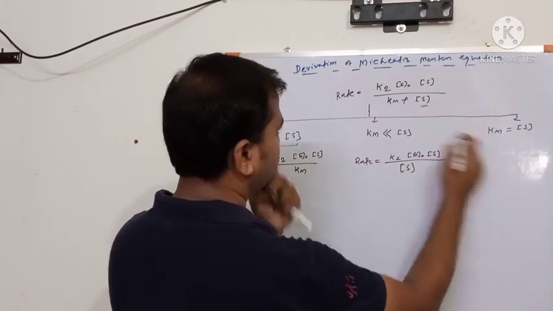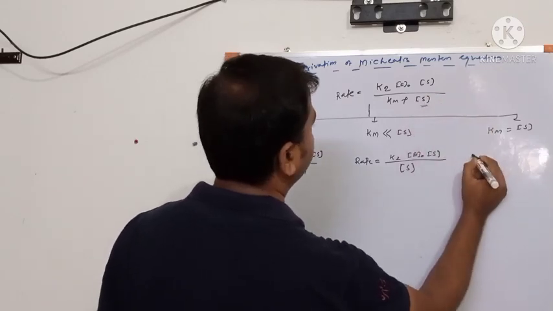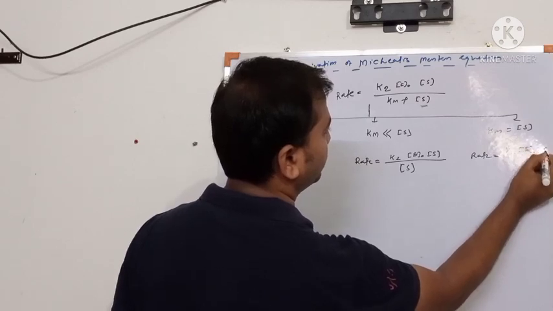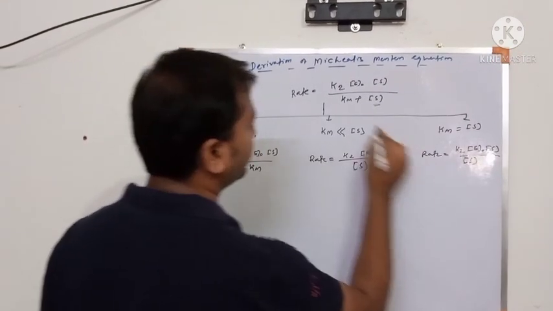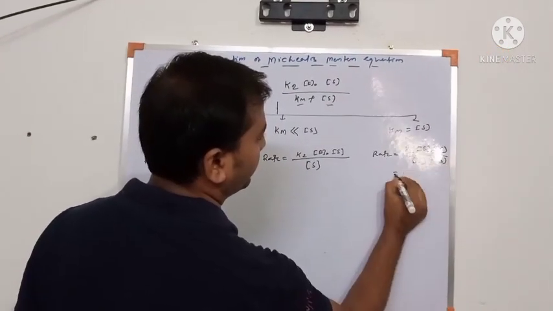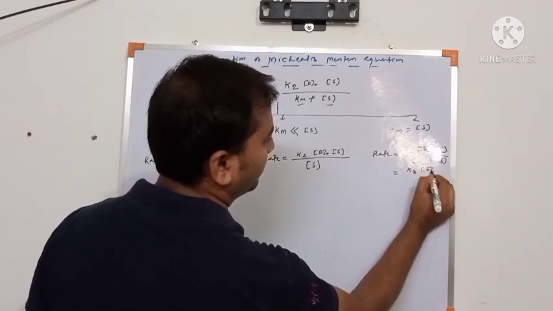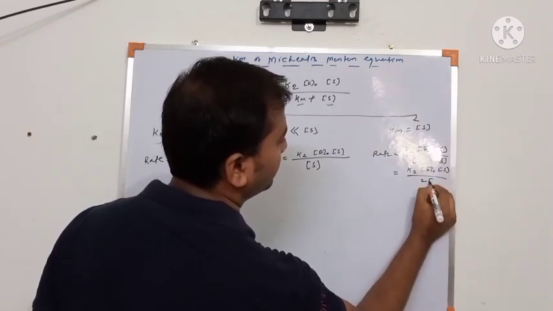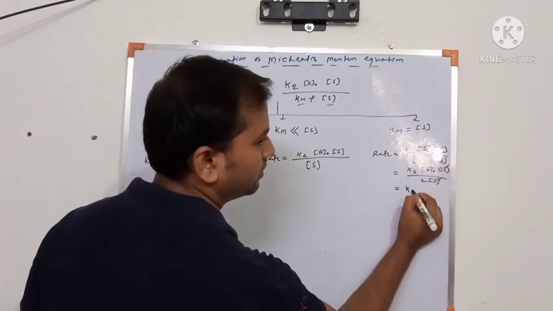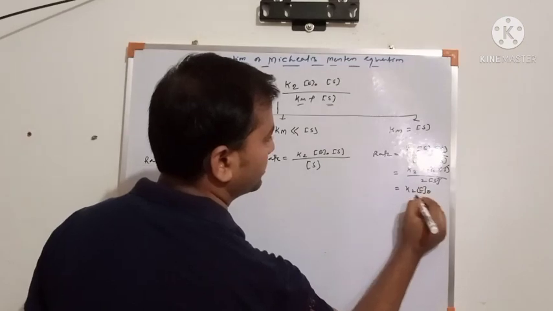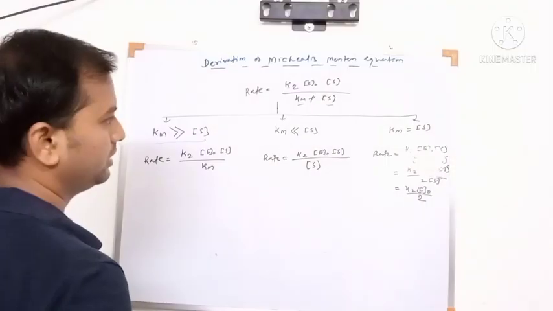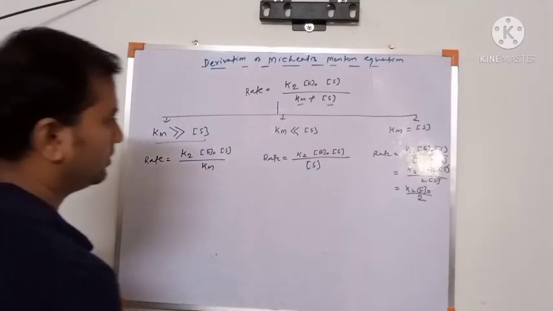When Km equals S, the rate equals K2 E naught S divided by S plus S, which equals K2 E naught S divided by 2S. So the rate equals K2 E naught by 2.